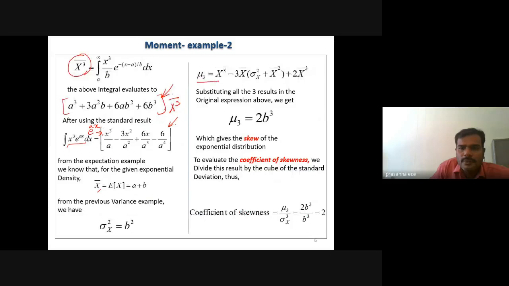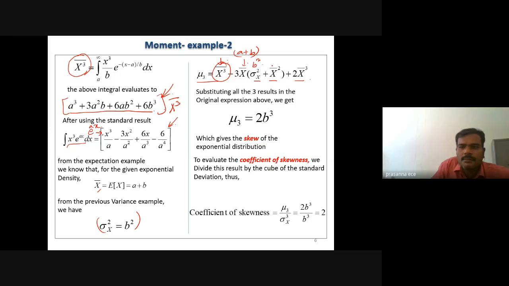So mu3 equals x cube the whole bar minus 3x bar into this value plus 2 x bar the whole cube. You know what this value is, we just found it out: a cube plus 3a square b and so on. This is the entire value for this term. We know x bar here is a plus b, so substitute a plus b here. Sigma x square we know is equal to b square, so this into b square plus x bar the whole square.